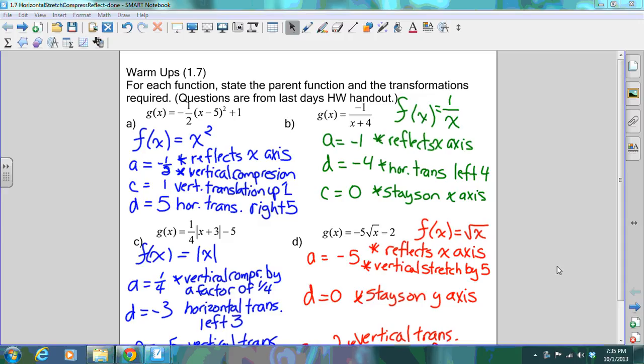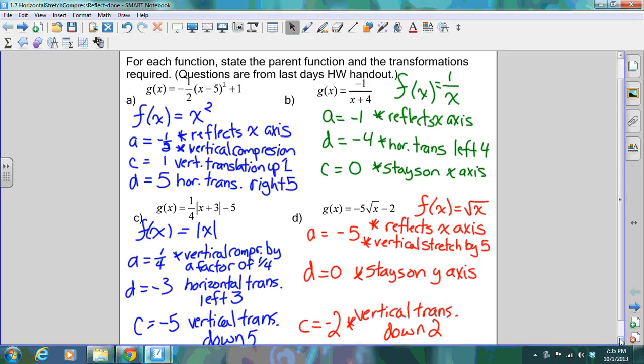Just to let you know, we're going to be reviewing the A, C, and D that we covered in last day's lesson, but today we're adding in the last letter that completes all of the possible transformations, and that's the letter K. But first of all, this is an example of the answers you should have from last night's homework from the handout. Please make sure that you check these over, and if you need any help, please come and see me. Let's go over one in detail.